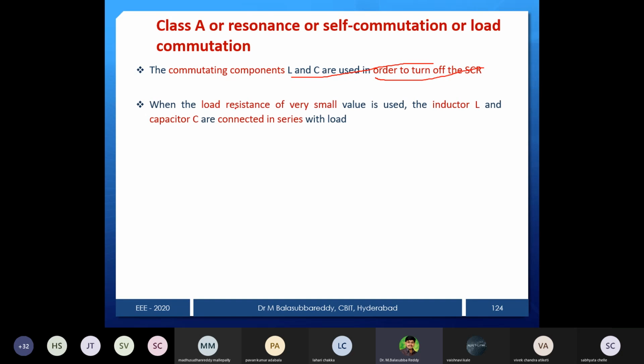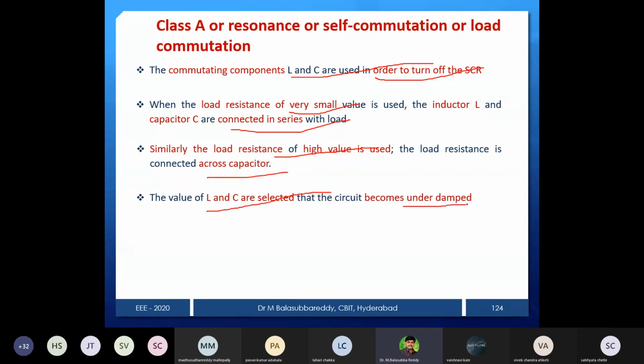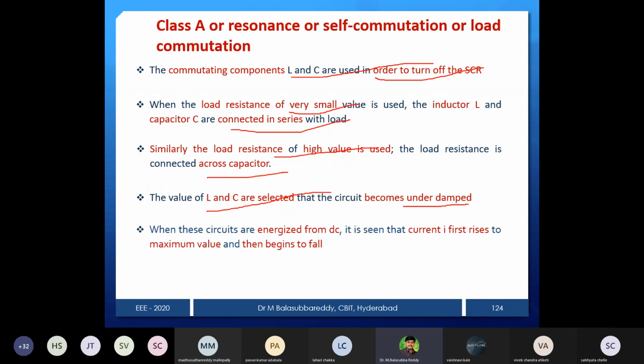Another one: if the load resistor is very small, then the inductor and capacitor are all connected in series. If the load resistance is high, then across the capacitor you have to connect a resistance value. The values of L and C are selected in such a way that the circuit is underdamped in nature, that is, R is less than root of 4L by C.